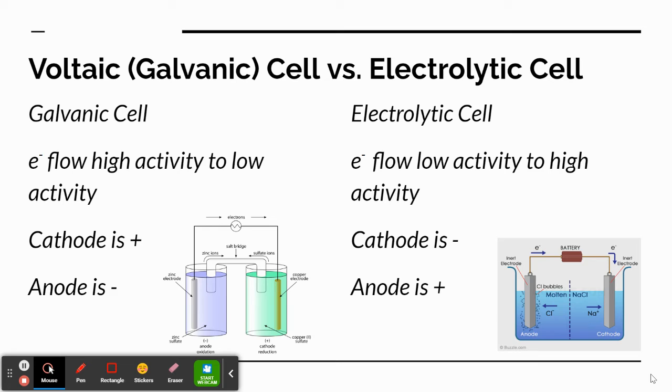Everything is opposite when it comes to an electrolytic cell. Electrons flow the opposite direction. The cathode is negative. The anode is positive. We have a battery. Everything is opposite when it comes to electrolytic.